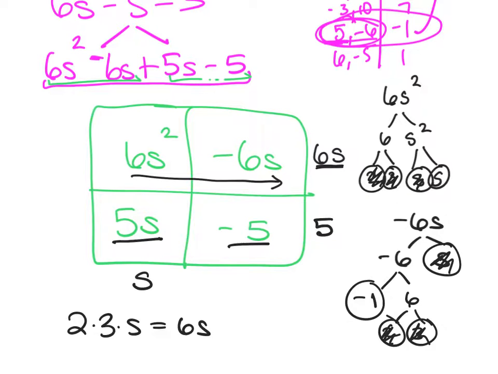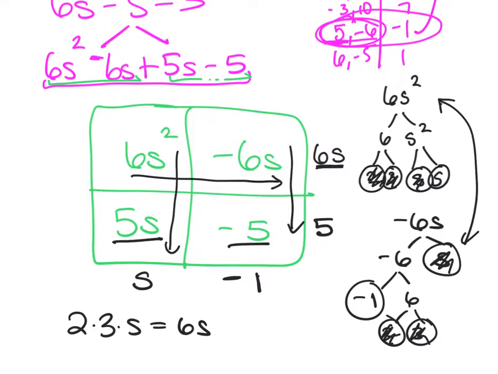And then negative 6s and negative 5, because both terms are negative, I'll factor out a negative, right? So negative 6s and negative 5 are going to have a negative 1 as their common factor. Again, feel free to draw out your factor trees. You don't have to do that, but if you're struggling with the GCF, it really helps to draw out your factor trees.